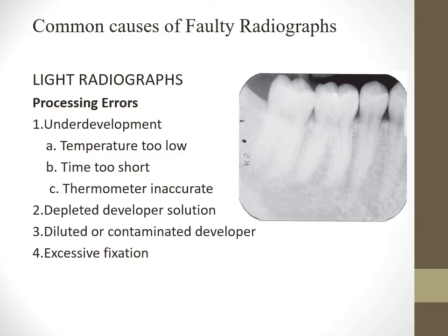Second is depleted developer solution. In case the developer is quite old, it is depleted, and it gives a light radiograph. Diluted or contaminated developer: the developer could have become diluted because of more water, or contaminated with fixer. Any fault in the developer causes a light radiograph. And again, excessive fixation. The film has to be left in the fixer until you are able to see a good contrast image. In case you leave it for a longer time in the fixing solution, because of excessive fixation, you get a light radiograph. These are the causes for light radiographs due to processing errors.